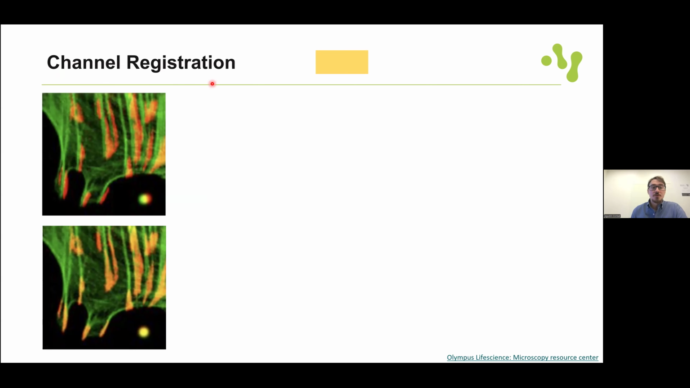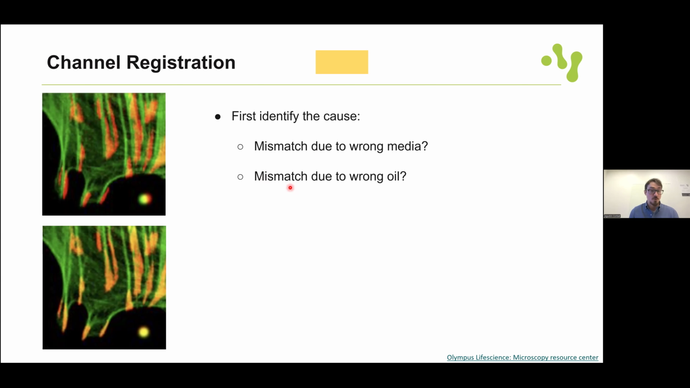Another problem you might encounter is channel registration, which you often need if you have chromatic aberrations, for example. But then if you see something like this, where you say, okay, these structures are actually supposed to be overlapping with the green ones, the first thing you have to do is identify the cause. Was it because you used the wrong media? Were you using the wrong oil? Can you fix it on the image acquisition side? Can you improve the sample preparation? Because if any of these can be addressed, then it's better to do it at this point.